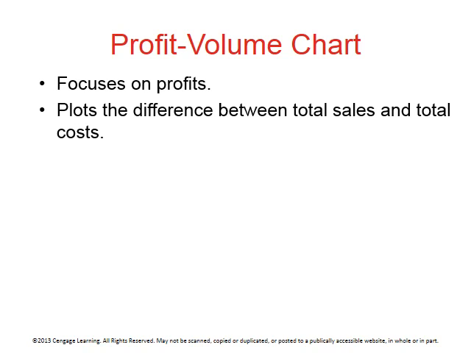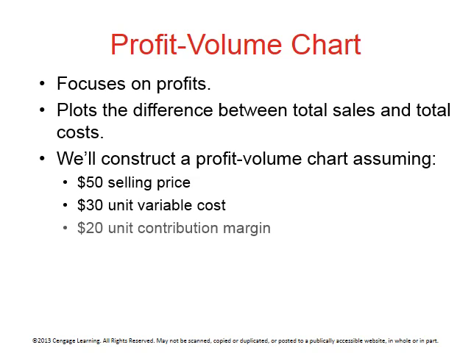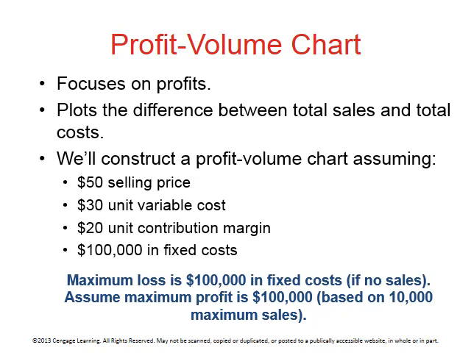And then now we have what's called a profit volume chart. We're going to look at profits. So we're just going to look at the difference between total sales and total cost. So we're going to build one of these graphs with a $50 selling price, $30 variable cost, $20 contribution margin, $100,000 in fixed cost.